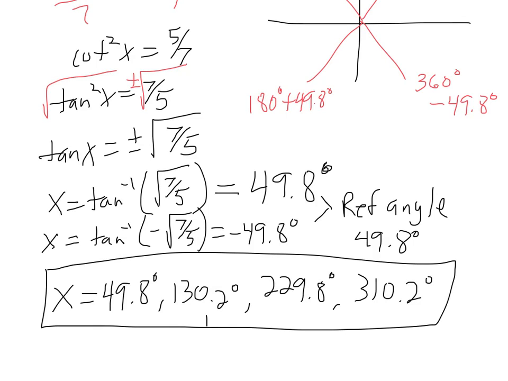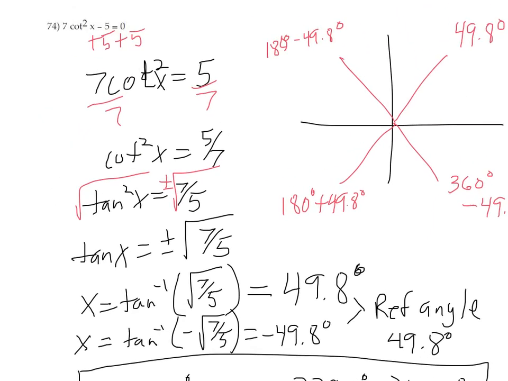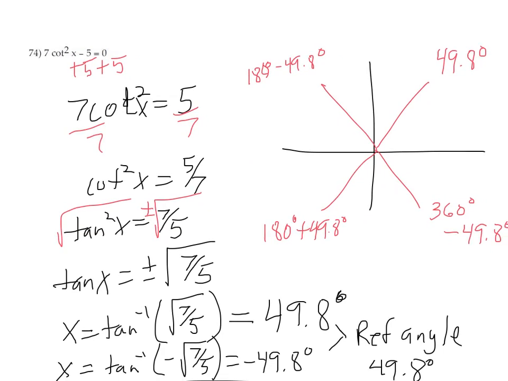So let's take a look at where this problem went. It started off easy enough. We had just a trig function in there, so we solved for the trig function. When I got to cotangent squared, I want to reciprocate that to tangent squared, that just flips. And then square root, plus or minus. The plus or minus told us we were going to have all four quadrants.